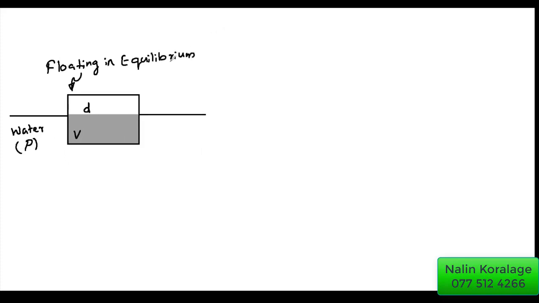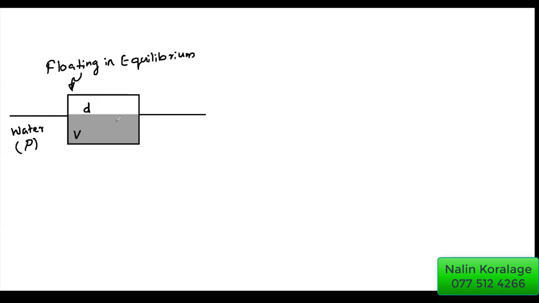Floating in equilibrium. Something is floating in equilibrium, just like, for example, a ship or a boat on the sea. Part of the boat or the ship is inside the water level, and part of the ship is going to be outside the water level as well. But that ship is in equilibrium. That is why it is not going to go further down, or go up further, right? So it is in equilibrium.